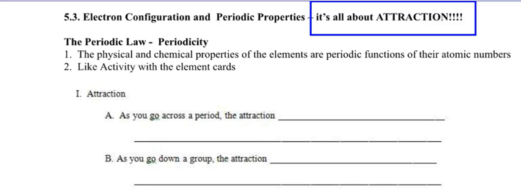So the basic reason for all of these trends, it's about attraction, right? It's all about attraction. So if you can understand attraction, then you can understand all these trends. My suggestion to you is not to just try to sit down and memorize all these trends. You're going to just go nuts if you do. But if you understand the attraction between protons and the electrons, then you can reason out everything that we're going to be talking about in this section.